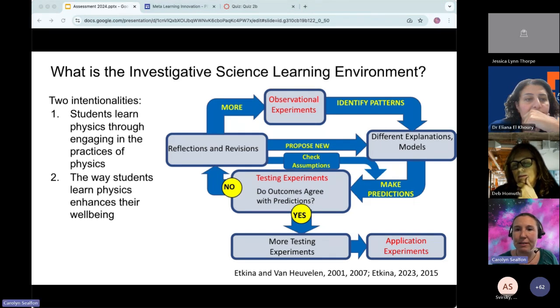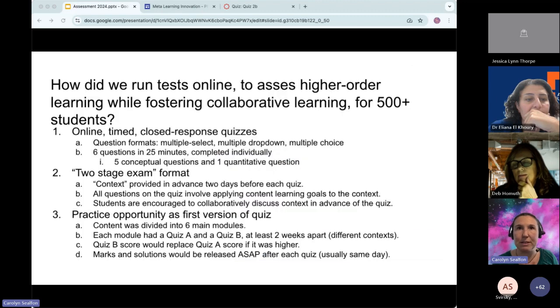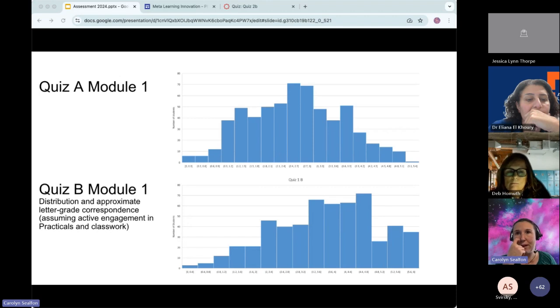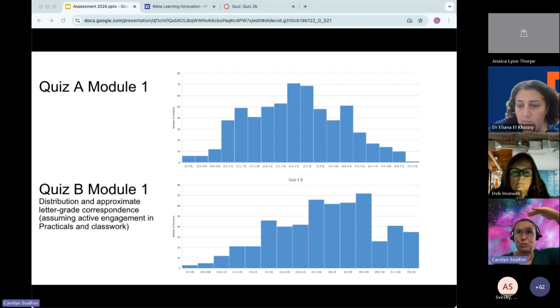I mean, I think I showed you this one, right? This was the test. And this is kind of our results for module 1, right? Quiz A, quiz B. The top one being A, the bottom one being B. Again, these are 2 weeks apart, but the same learning goals. So you can see that they really struggled on this.